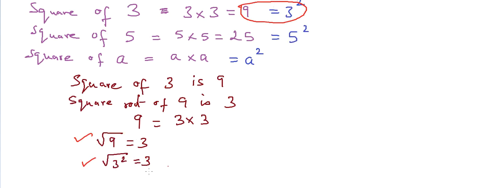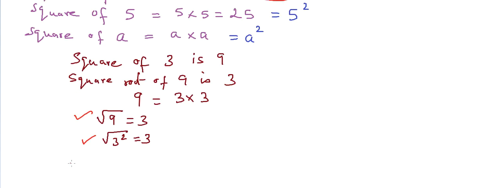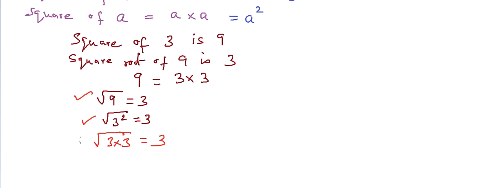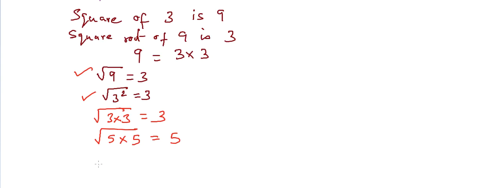Okay, so what does that mean? Because 3 square is what? 3 into 3. Square root of 3 into 3 is equal to 3. So that means square root of the product of two same numbers. Similarly, 5 into 5. Square root of 5 into 5 is 5. So in general, square root of a into a is equal to a.